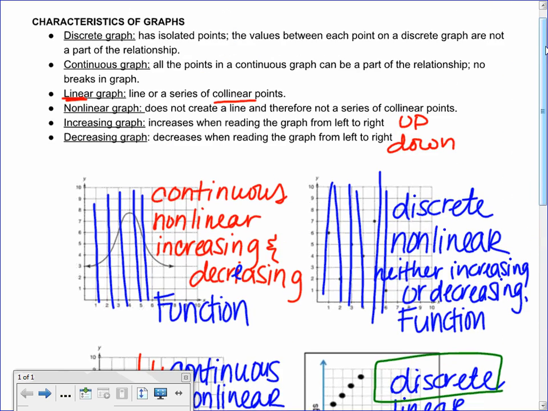So your definitions are up at the top. You need to know what discrete, continuous, linear, nonlinear, increasing, decreasing mean. Maybe it's neither, maybe it's both. You need to know all that vocabulary to describe a graph of functions or things that are not a function.